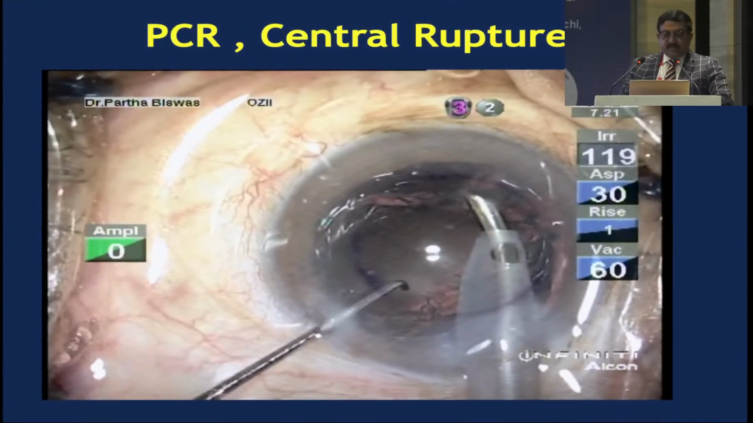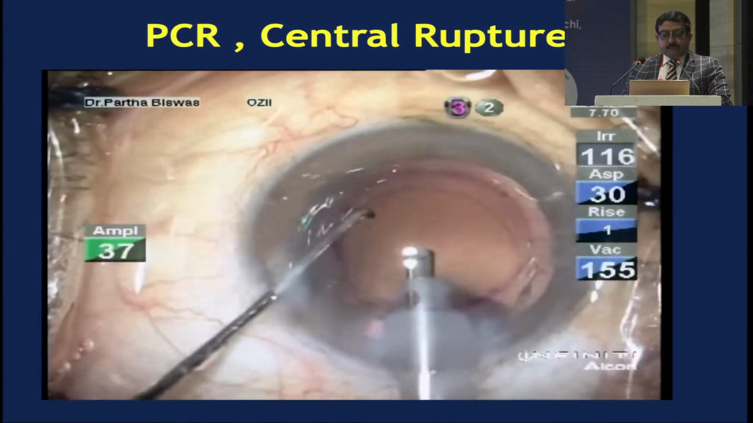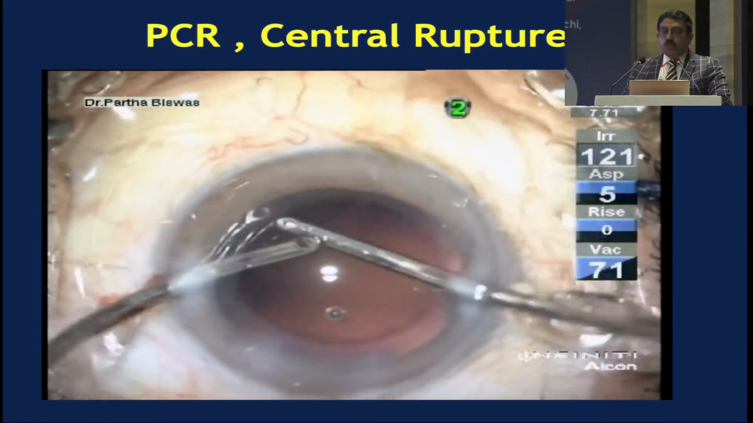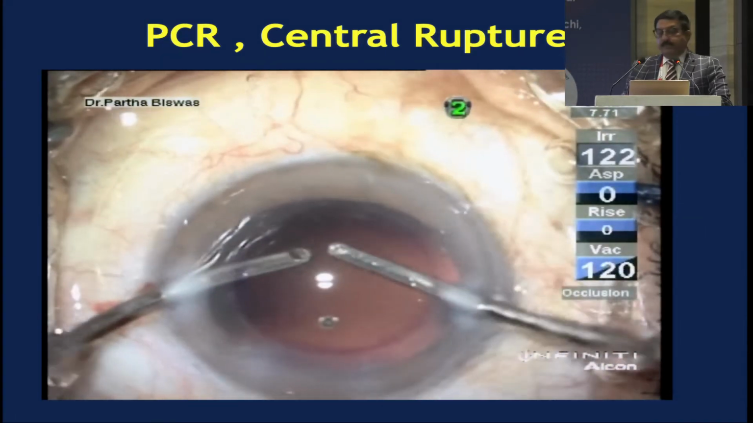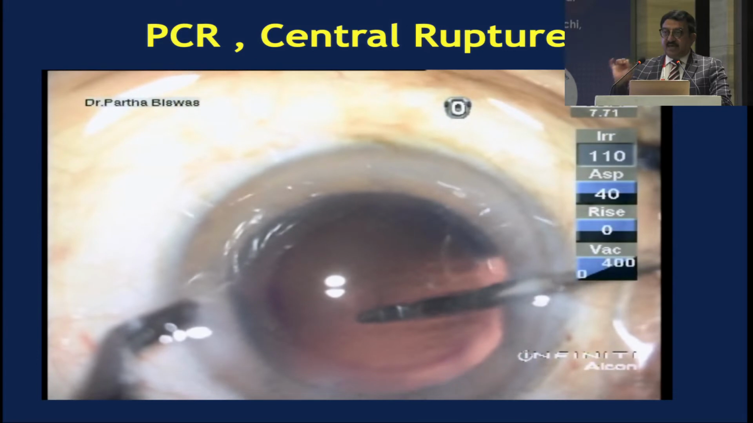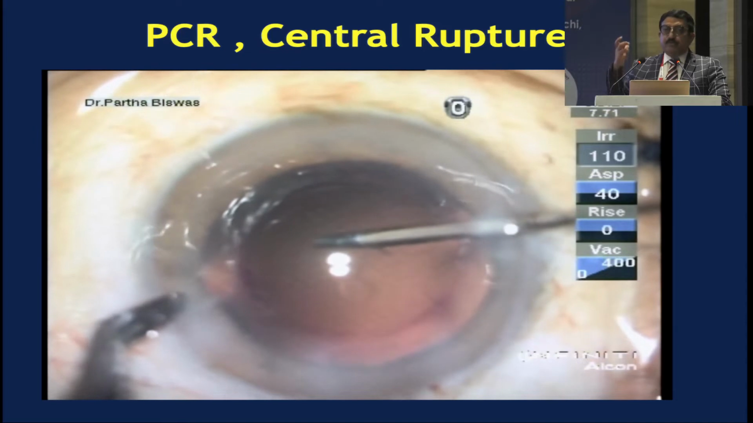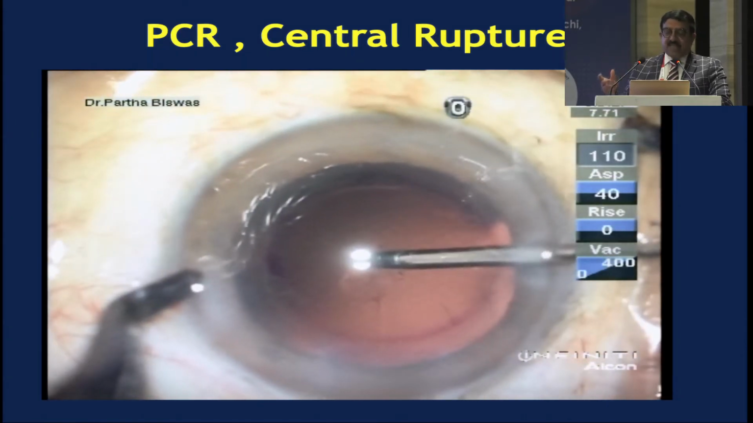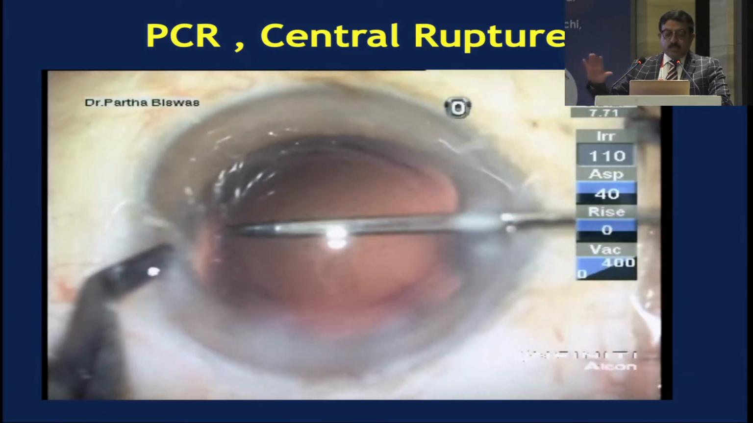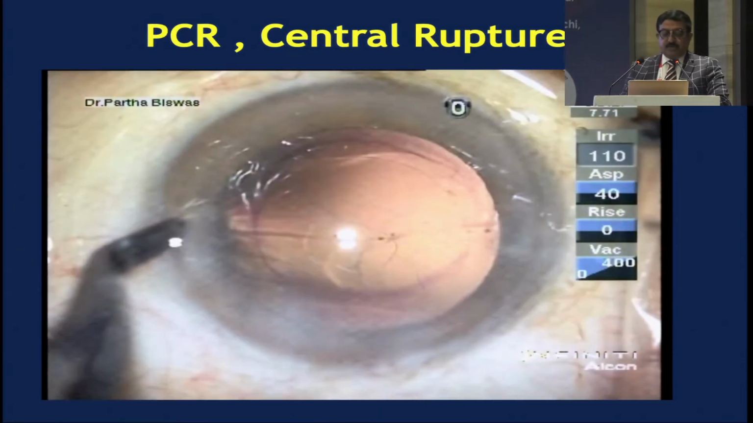Now, a PCR with a central rupture: you can see that everything has gone on well, and it's only at this last stage, maybe due to carelessness, maybe due to any inadvertent movement, that a PCR has occurred. With this PCR, which is a small one, you need to fill it optimally with viscoelastic, a little bit of cohesive viscoelastic first, and then methyl cellulose, and then take the microforceps and make a posterior capsular rhexis out of this.